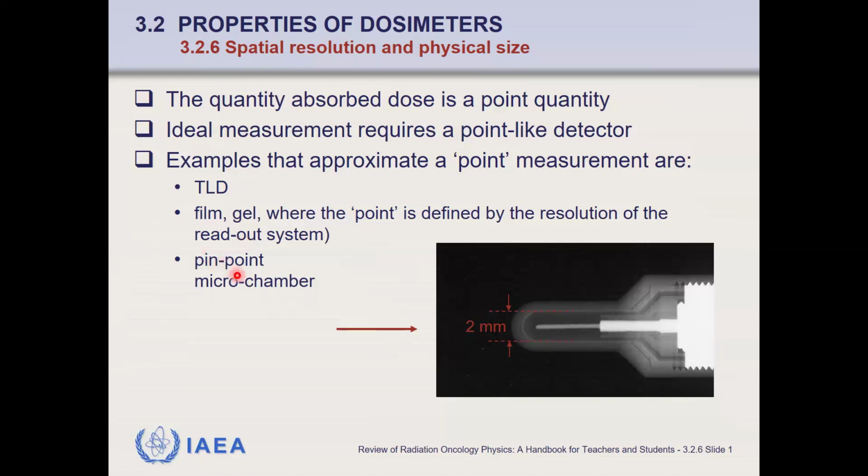Pinpoint microchamber: these are specialized ionization chambers designed with a very small sensitive volume. While not achieving a true point-like measurement, their small size allows for more localized dose measurement compared to larger ionization chambers. So the term point here refers to a small and well-defined region, meaning we talk about a finite and small point.